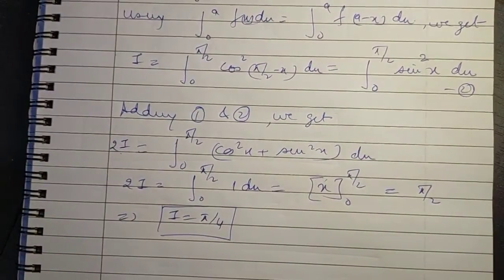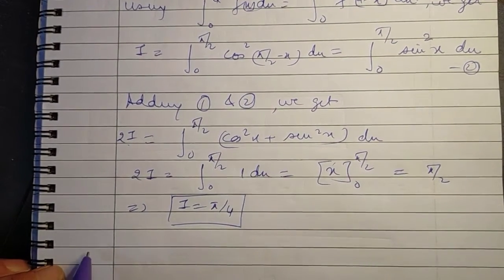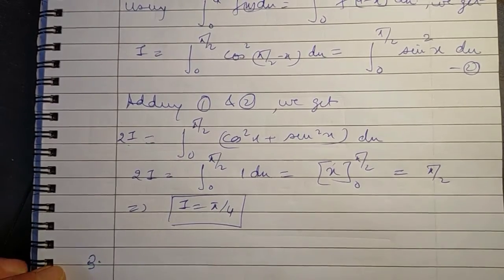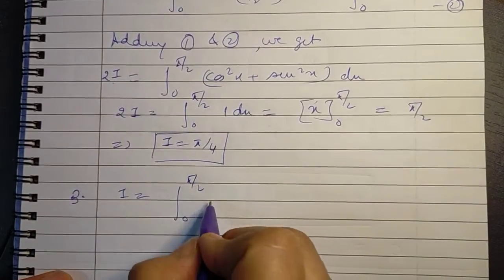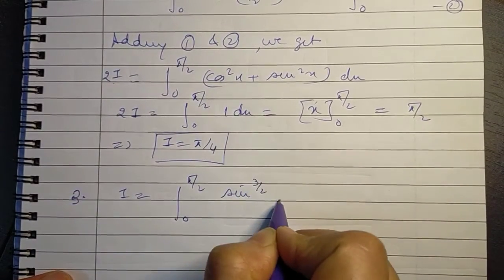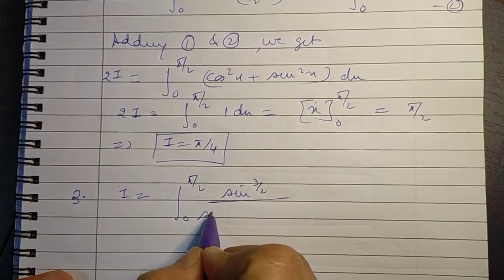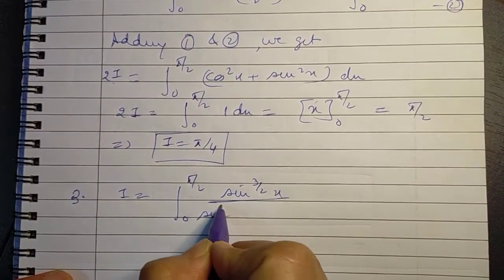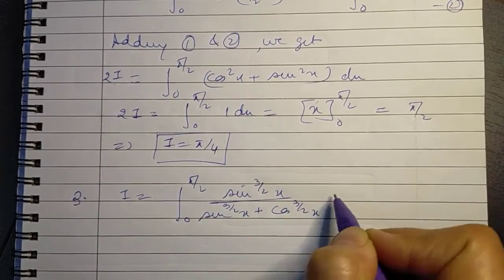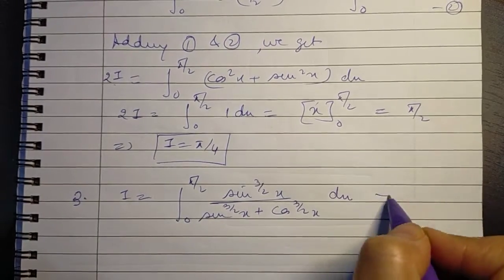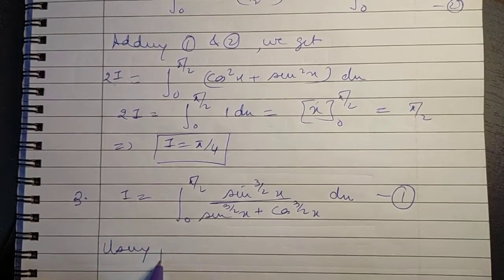Same way question number 2 and 3 can be done. So let me take up question number 3. Question number 2 can be easily done on the same lines as question number 3. So I is equal to 0 to pi by 2 sine of 3 by 2 x upon sine of 3 by 2 x plus cos of 3 by 2 x into dx. Let's again call it equation number 1, and again using property.